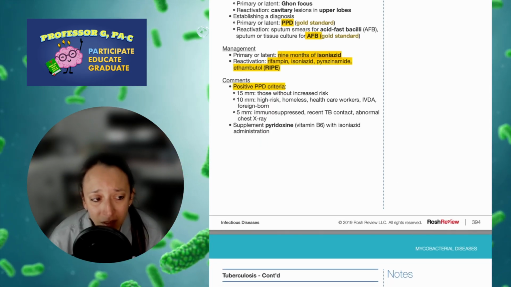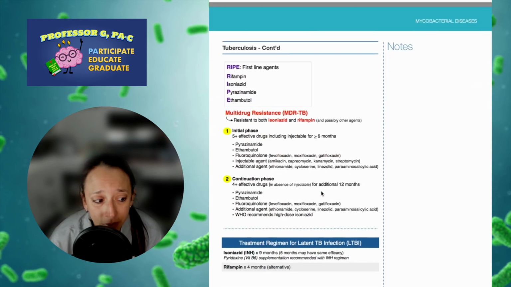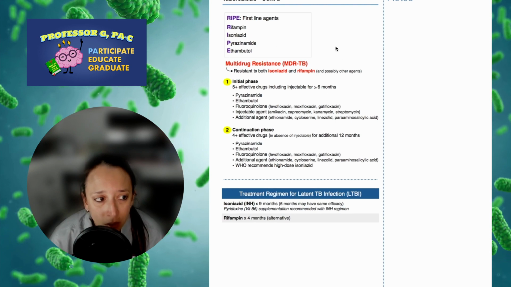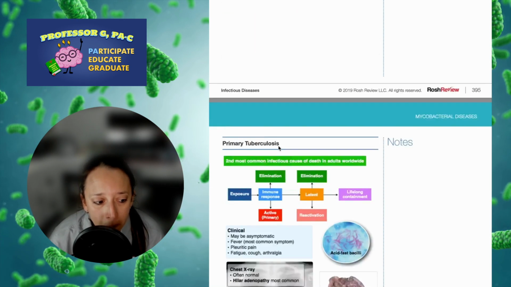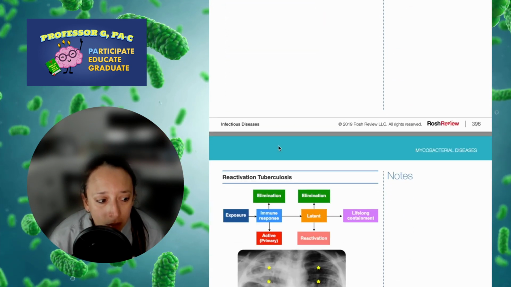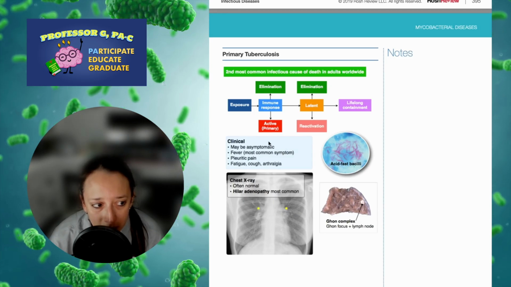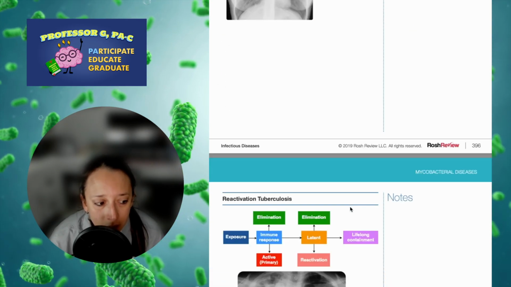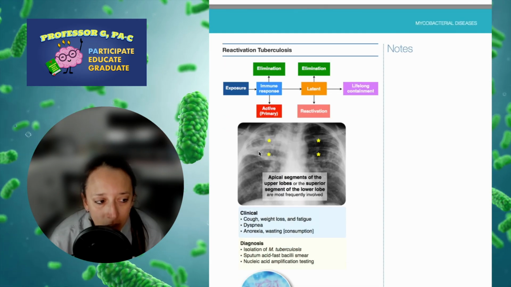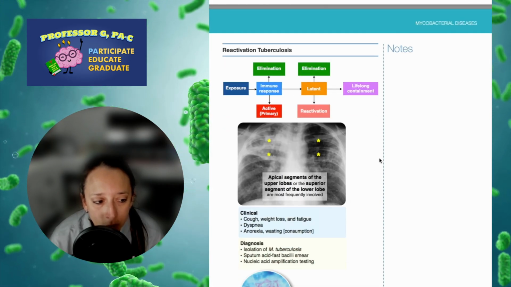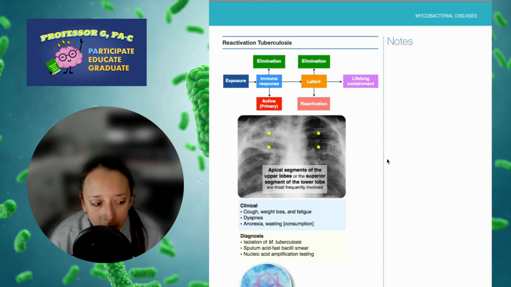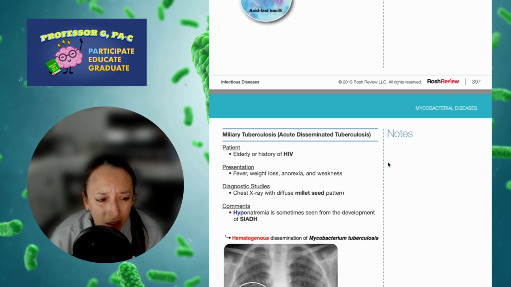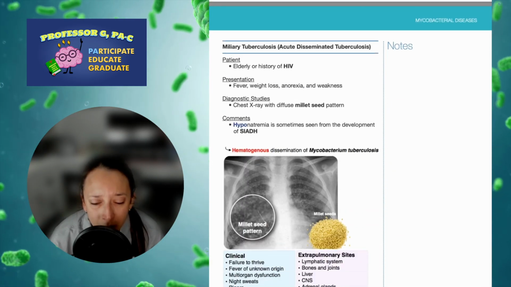Be sure to know this. It's very highly testable material, and also really, really know the RIPE therapy. Let's keep going. This is, of course, the primary TB that we were talking about with the Ghon complex. And then this is going to be the reactivation TB, usually in the apices or the upper lobes, and cavitary lesions most often. Okay. Now we're going to talk about miliary tuberculosis.